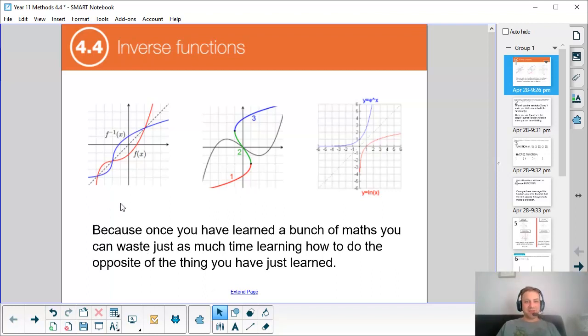What we've got here in our images is a normal function generally drawn in blue, and then an inverse function in red. So you'll learn how to create them algebraically, and then you'll learn how to graph them as well. I can't really think of an example where you'd use an inverse function in real life, but it's a big part of the Year 12 course, so let's get good at it.